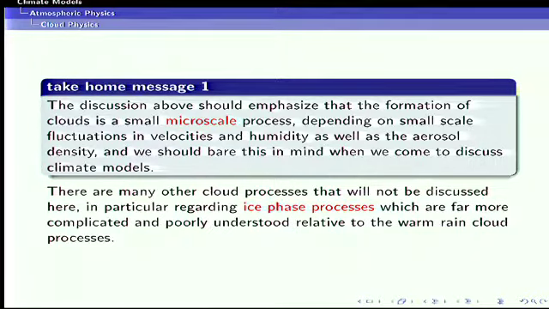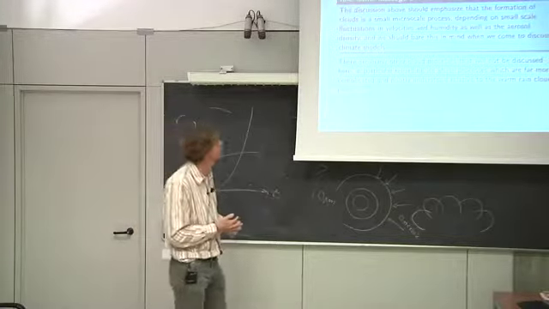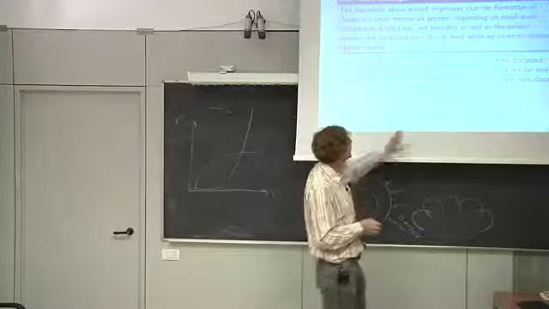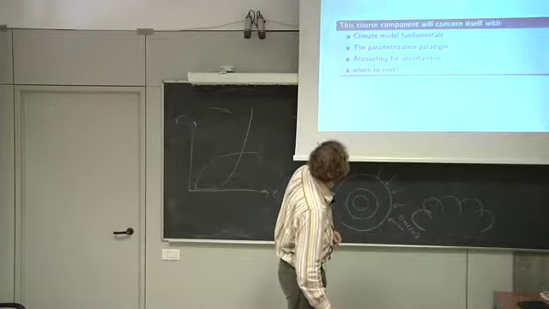And this is the reason why we need to try and parameterize these processes in a simplified way in these climate models, because we can't represent, of course, the motion of every single cloud droplet or every single rain droplet. And I just wanted to put the caveat here of the ice processes. Okay.